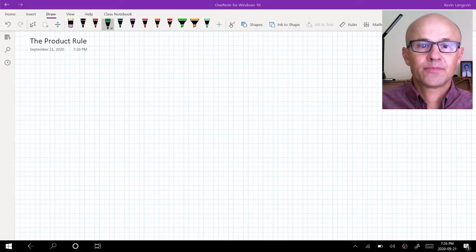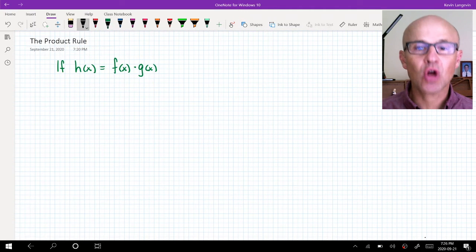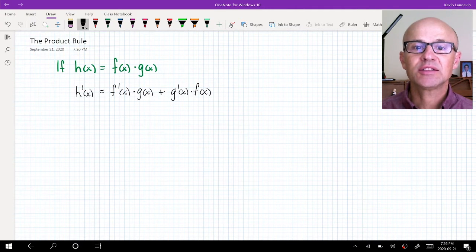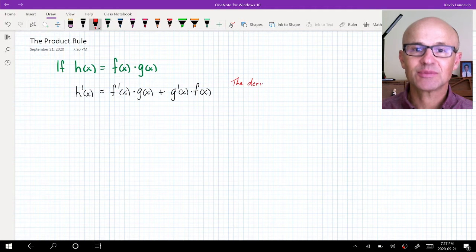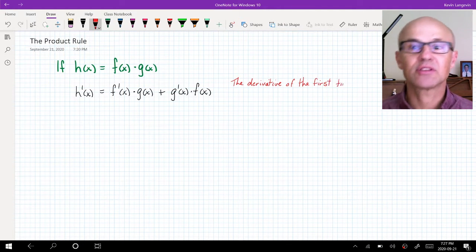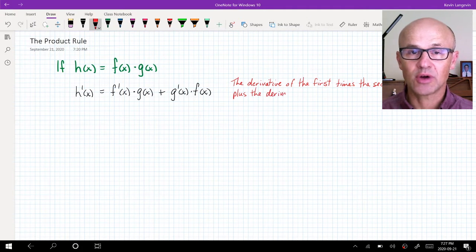Today's lesson, the product rule, the next of our shortcut type rules for derivatives. Suppose we start with a function, we'll call it h of x, and we'll say it's the product of two functions multiplied together. By definition, the derivative is take the derivative of the first piece times the second piece plus the derivative of the second piece times the first piece.